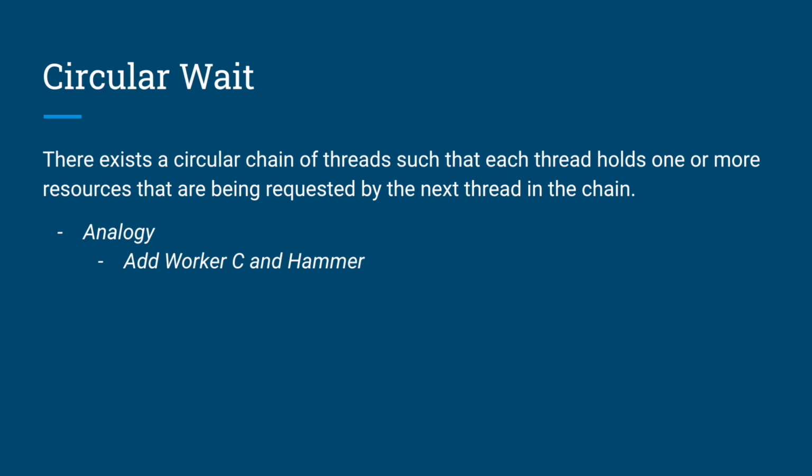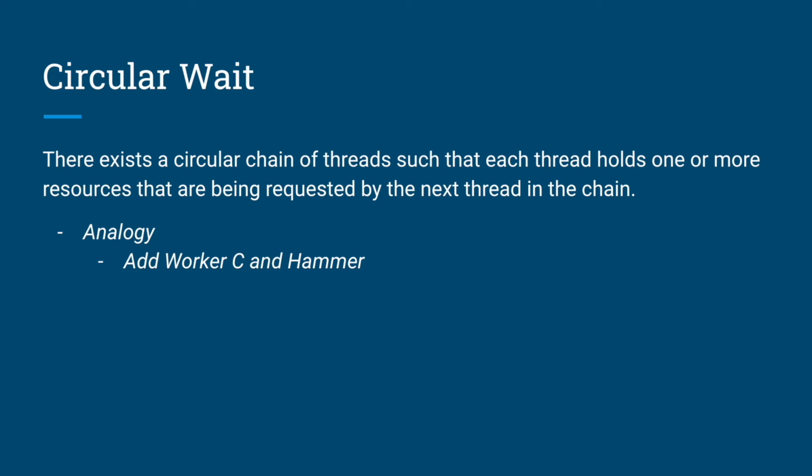The circular wait condition states that there is a circular chain of threads such that each thread holds one or more resources that are being requested by the next thread in the chain. For example, from the analogy from earlier, let's add a worker C into the mix. So now we have workers A, B, and C, and the tools drill, leveler, and hammer. Let's say that worker A is holding on to the drill and needs the leveler. Worker B is holding on to the leveler and needs the hammer, and worker C is holding on to the hammer and needs the drill.